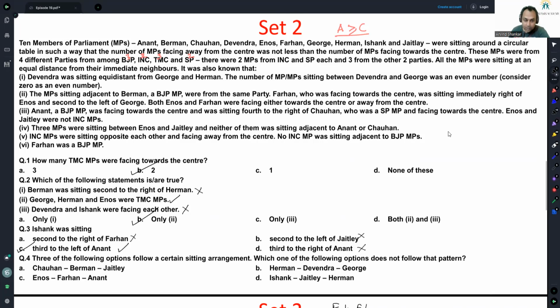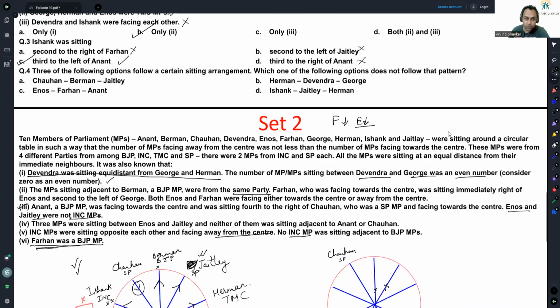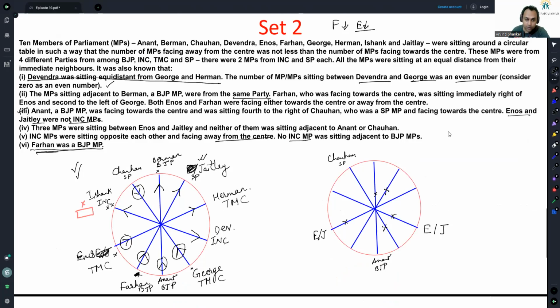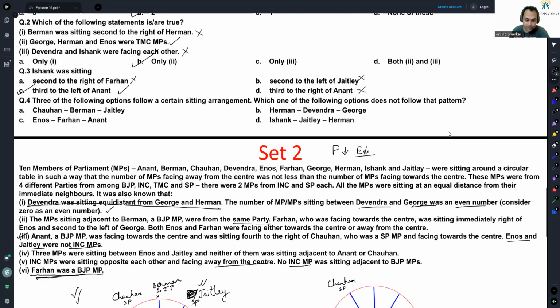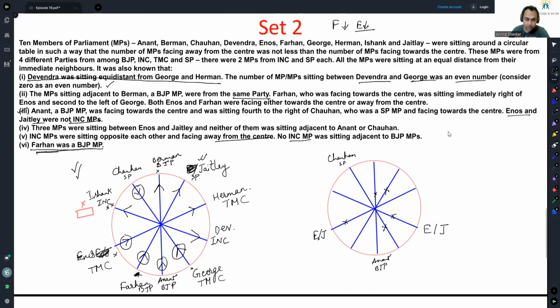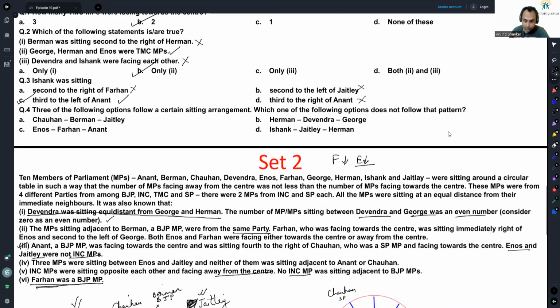Last question. 3 of the following options follow a certain sitting arrangement. Which of the following options does not follow that pattern? Chauhan, Burman, Jetli. Herman, Devendra, George. Enos, Farhan, Anant. Chauhan, Burman, Jetli was clockwise. Herman, Devendra, George was clockwise. Enos, Farhan, Anant is not clockwise.